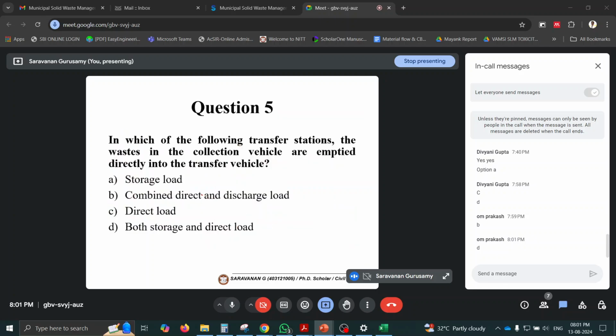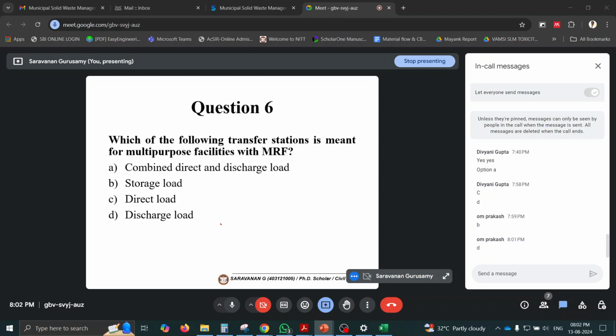Okay. In which of the following transfer stations is the waste in the collection vehicle emptied directly into the transfer vehicle? So a smaller vehicle will come and directly unload to the bigger vehicle. Then it is called: storage load, combined direct and discharge load, direct load, or both storage and direct load. The answer is, the waste from the collection vehicle is emptied directly into the transfer vehicle. Simple answer, direct load.